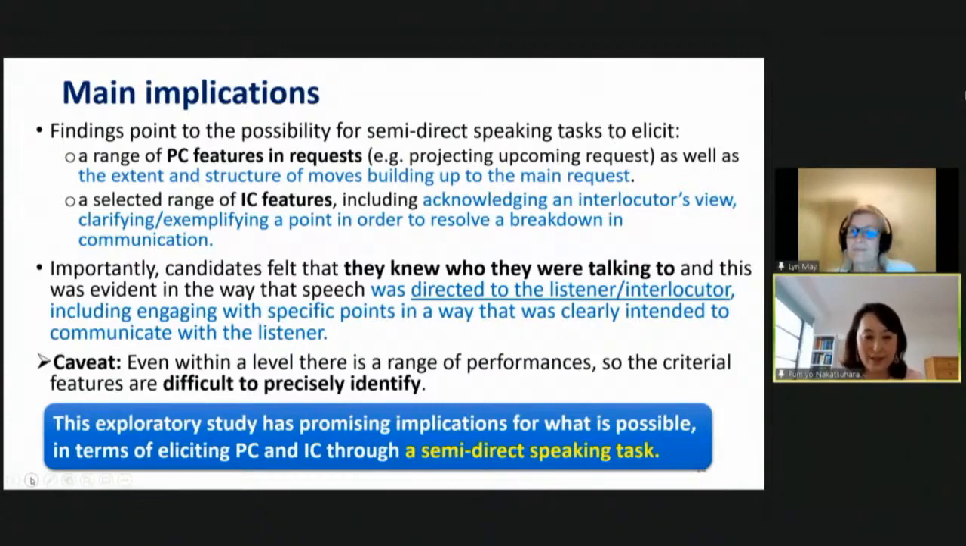Having said that, there's a caveat. We saw some variation in performances even within a level, so it will not be very easy to precisely identify the criterial features that will distinguish levels very clearly. But this is not the problem of the delivery mode, but this is an inherent problem of IC and PC assessment in general. Nevertheless, we believe that the study has shown how we might be able to tap into some PC and IC features through semi-direct testing, and it can be achieved even if we don't have access to the most advanced technologies, as long as we carefully design those tasks.